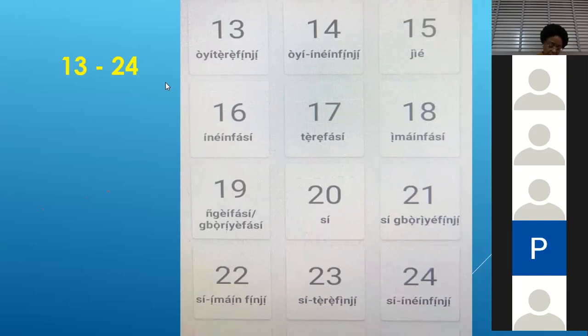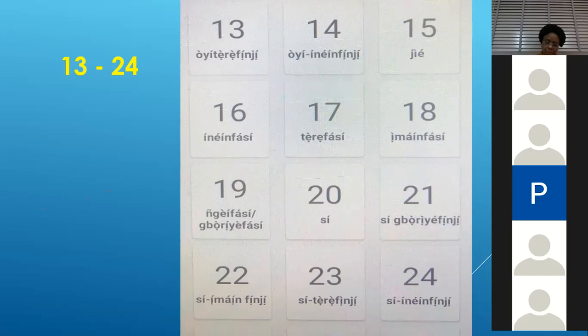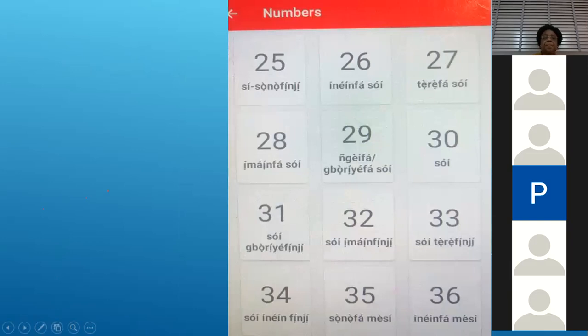Great. Mebaka, what's 23? C Teref Finji. Again? C Teref Finji. One more time. C Teref Finji. Okay. Abie was 25. Abie Nonju. C in Finji. Fantastic.